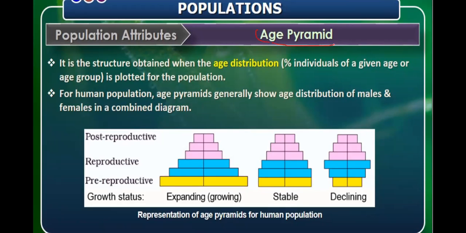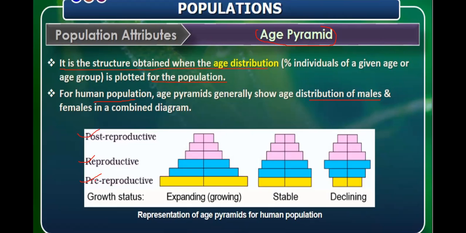A population has an age pyramid. What is an age pyramid? It is the structure obtained when the age distribution, the percentage of individuals of a given age or age group, is plotted for the population. For the human population, age pyramids generally show the age distribution of males and females in a combined diagram. So here different groups are taken: pre-reproductive group, reproductive group, and post-reproductive group.